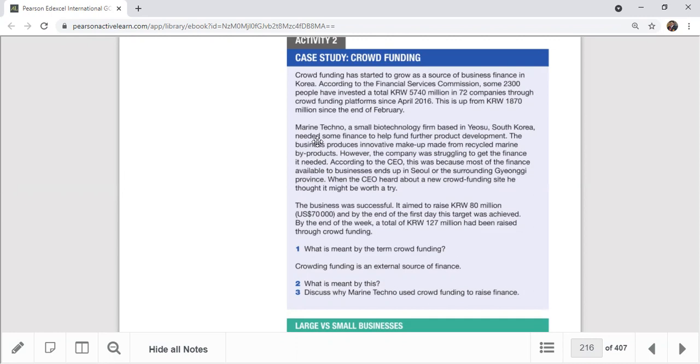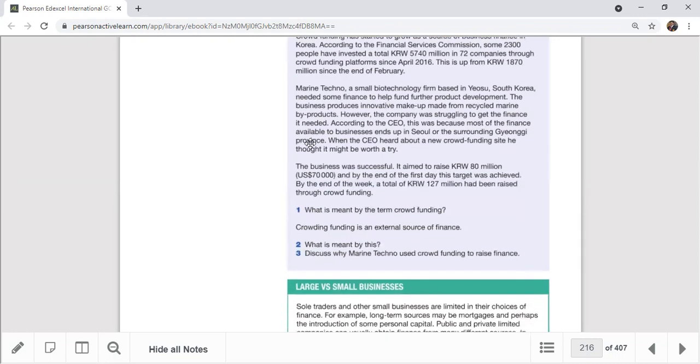Marino Techno, a small biotechnology firm based in Yeso, South Korea, needs some finance to help fund further product development. The business produces innovative makeup made from recycled marine byproducts. However, the company was struggling to get the finance it needed. According to the CEO, this was because most of the finance available to business ends up in Seoul or the surrounding province. When the CEO heard about the new crowdfunding site, he thought it might be worth a try. As a result, the business was successful.